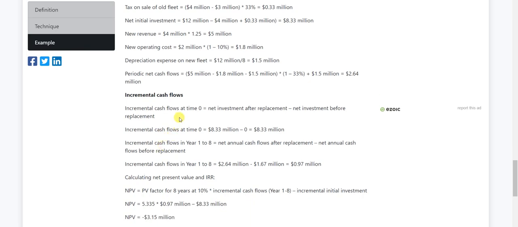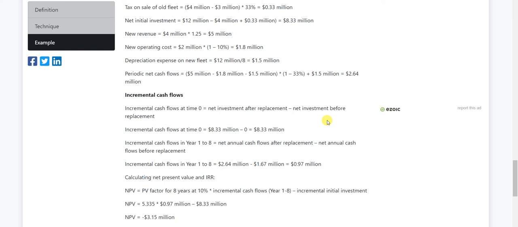Incremental cash flow at time 0 is equal to net investment after replacement minus net investment before replacement. Incremental cash flow at time 0 is equal to 8.3 million minus 0, which is equal to 8.3 million. Incremental cash flow in years 1 to 8 is net annual cash flow after replacement minus net annual cash flow before replacement.